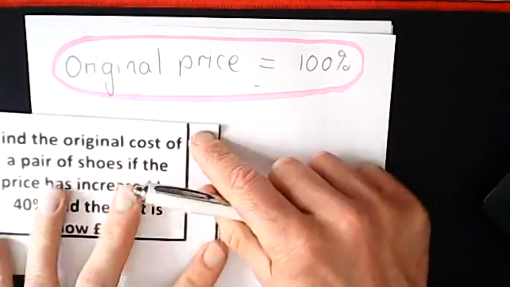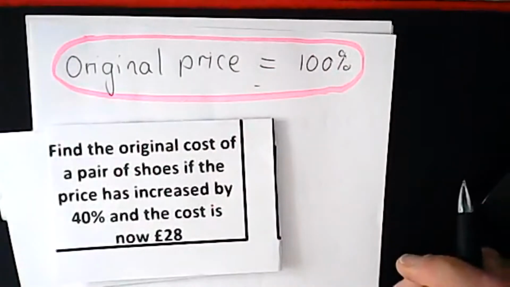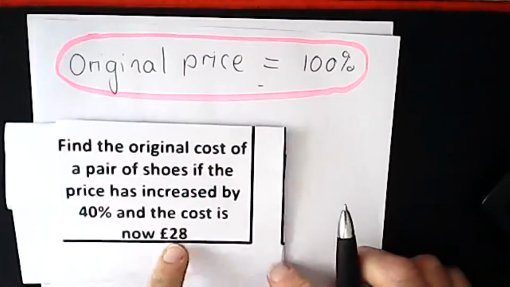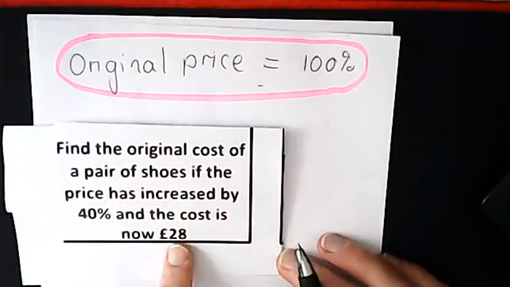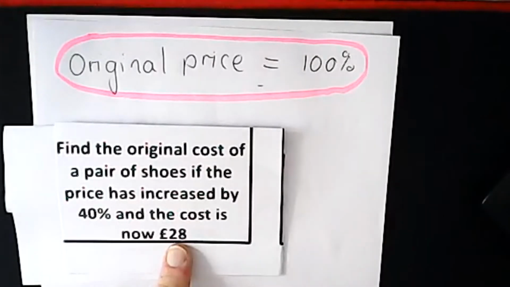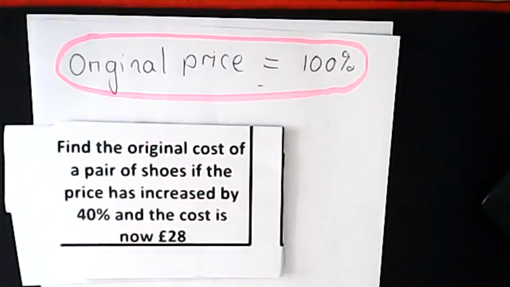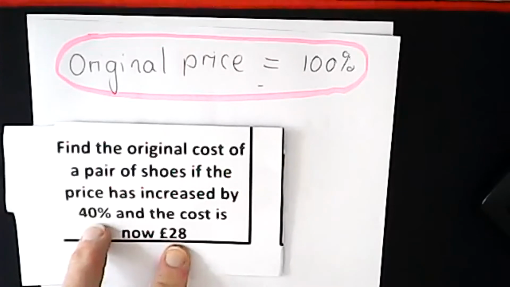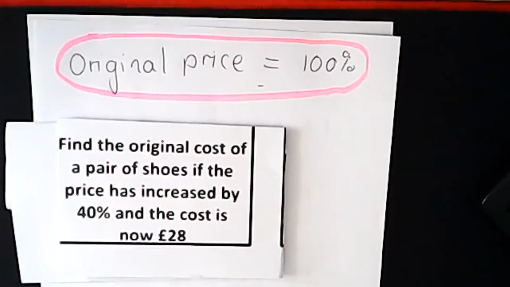So if we know the original price is 100%, when we're looking at this question here, this £28 is the price after it's increased. So that's not 100%. It's going to be more than 100% because the original's 100% and now it's worth more. So I want you to type in how many percent you think that £28 is worth, given that it's gone up by 40 and given the original was 100. Answers in the comment box, please.